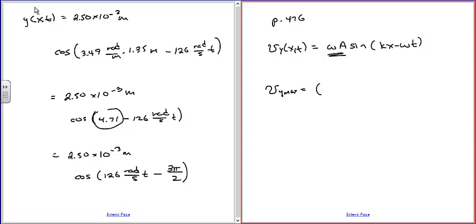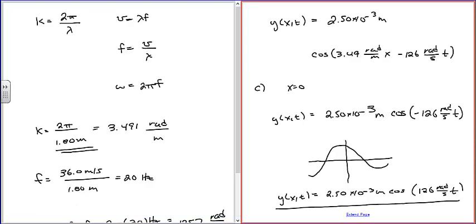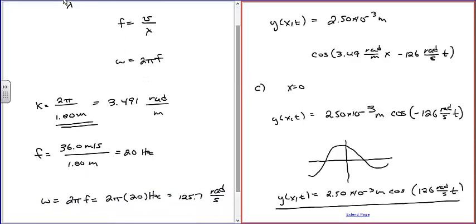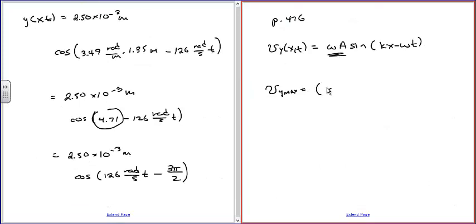So we have omega, which I don't remember what it was, so we'll go back and look here. Omega is 125.7 radians per second times the amplitude, which was 2.5 times 10 to the minus 6 meters. So you can see the units work out to meters per second. So 125.7 times 2.5 e to the minus 3, and I get 0.314 meters per second. So that's v sub y max.